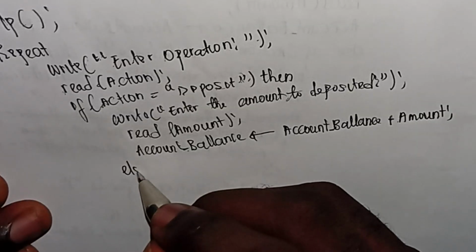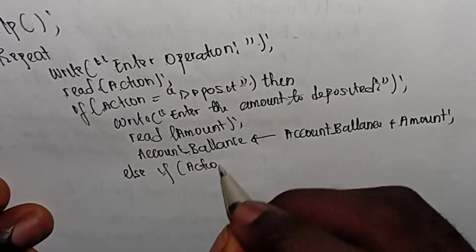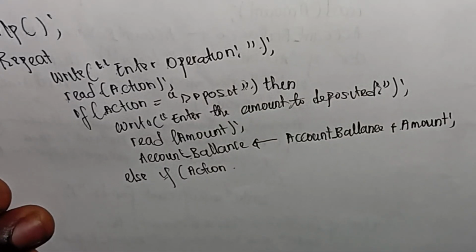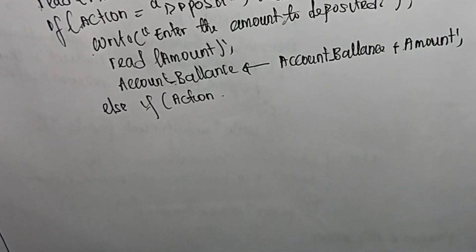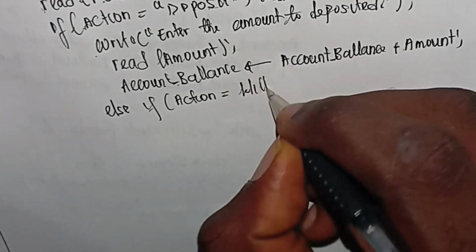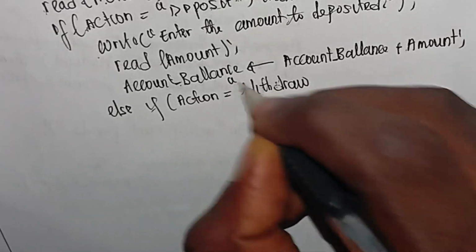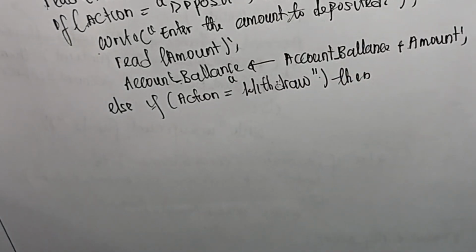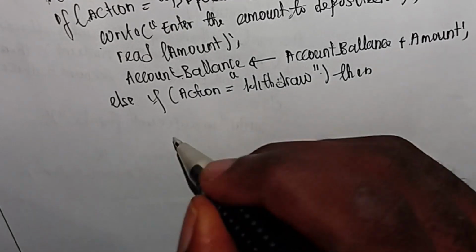Now just below the if, we have an else if action equal to withdraw. In quotes, don't forget. Then we want to ask the user to enter password.